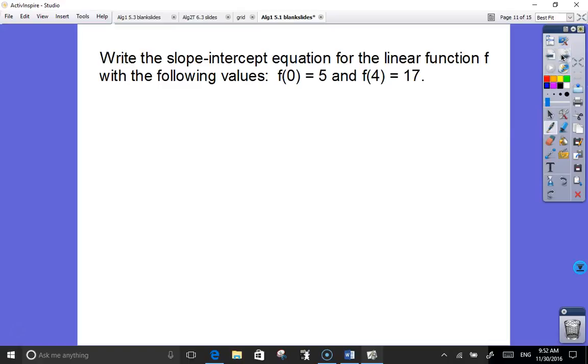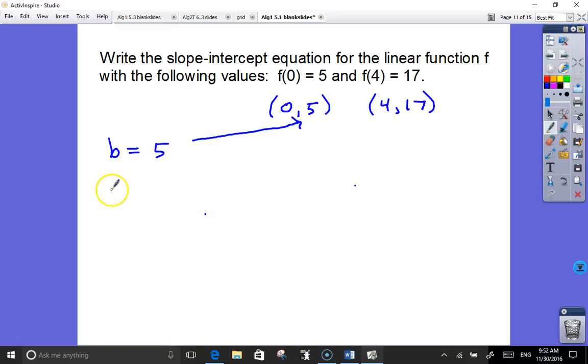So for example, write the slope-intercept equation for this linear function if it has the following values. f of 0 equals 5. f of 4 equals 17. What are the two points they're telling us? f of 0 equals 5 is the point 0, 5. f of 4 equals 17 is the point 4, 17. Now you're answering the questions just like we did on the last ones. Write the slope-intercept equation. What is the y-intercept? b equals 5.